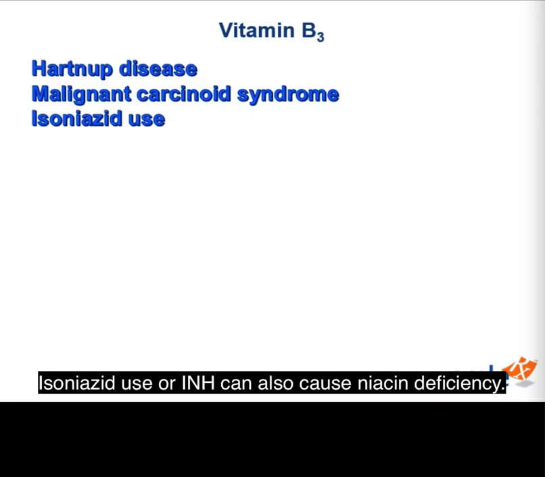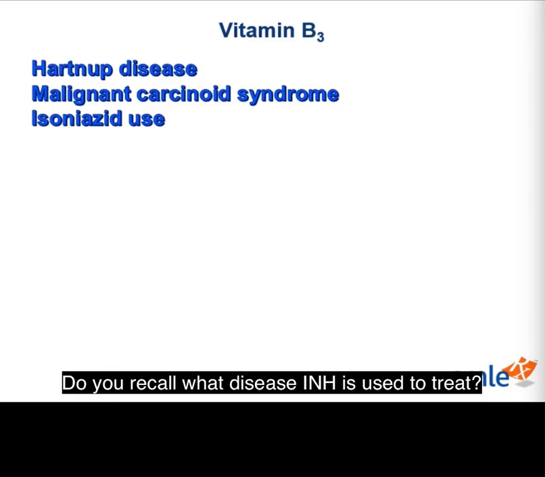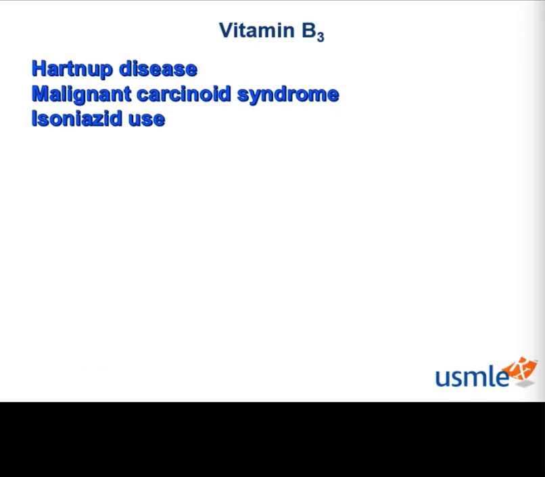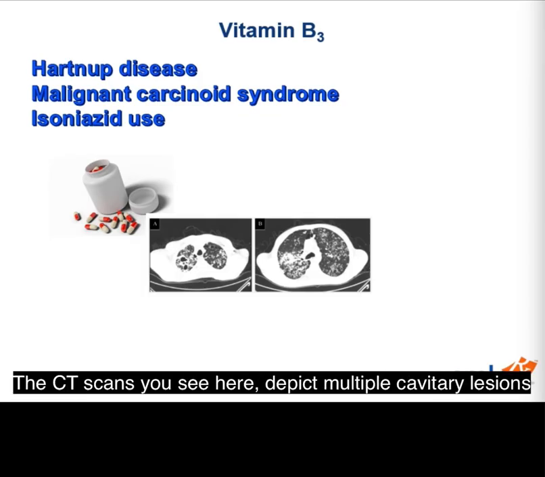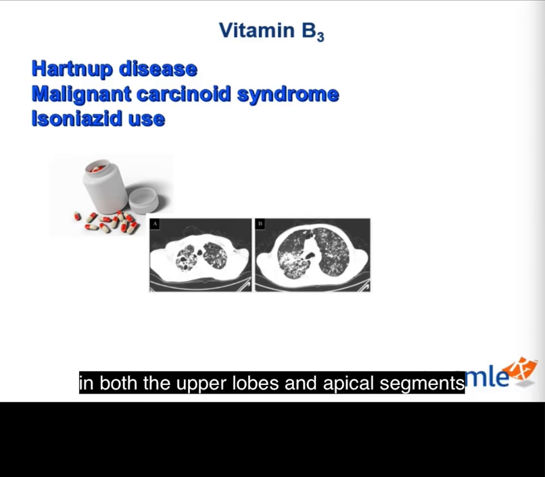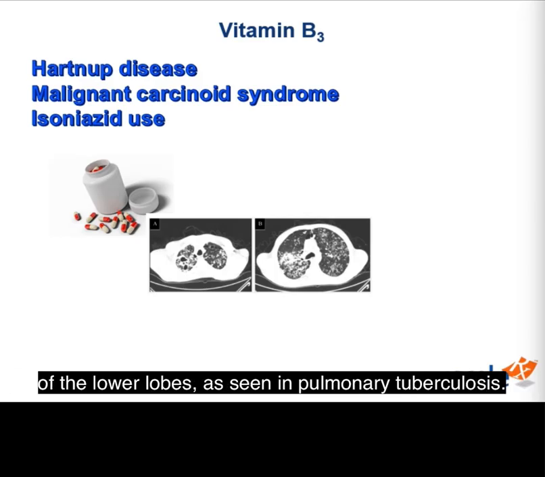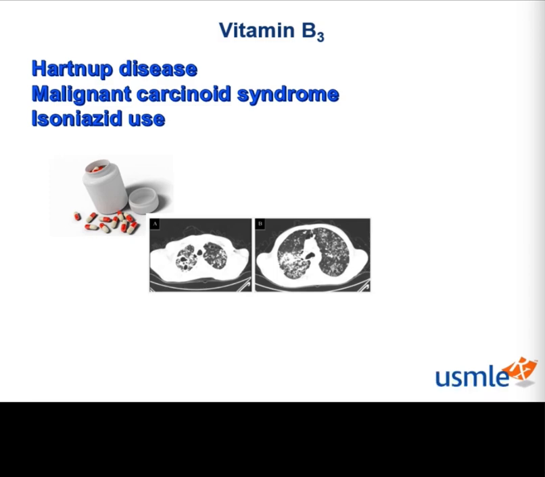Isoniazid use, or INH, can also cause niacin deficiency. Do you recall what disease INH is used to treat? That's right, INH is an antibiotic used to treat tuberculosis. The CT scans you see here depict multiple cavitary lesions in both the upper lobes and apical segments of the lower lobes, as seen in pulmonary tuberculosis.